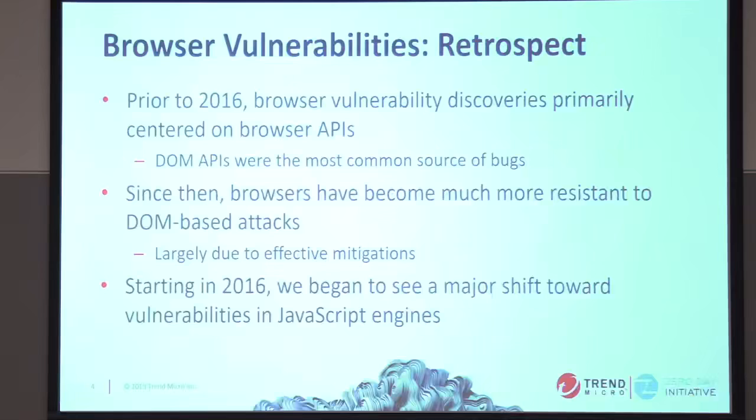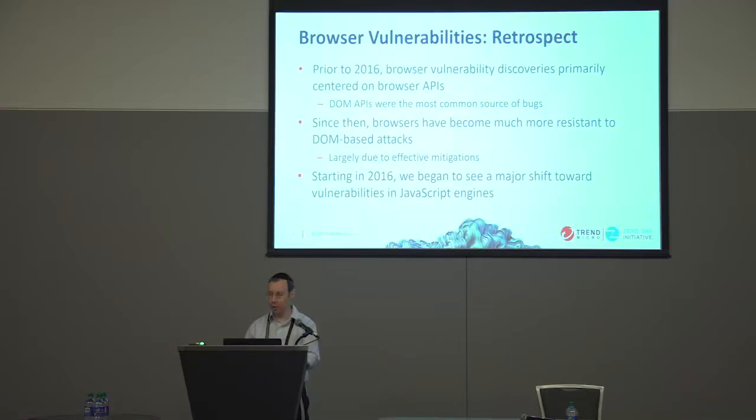Looking specifically at what parts of the browser attack surface have yielded the most vulnerabilities, from our vantage point at the Zero-Day Initiative, we have noticed a major shift take place. Prior to 2016, most vulnerabilities discovered were in the implementation of the various APIs that the browsers offer, and specifically in the DOM APIs. And the DOM APIs are the methods that are implemented by the browser that web pages invoke in order to manipulate displayed HTML in an object-oriented fashion.